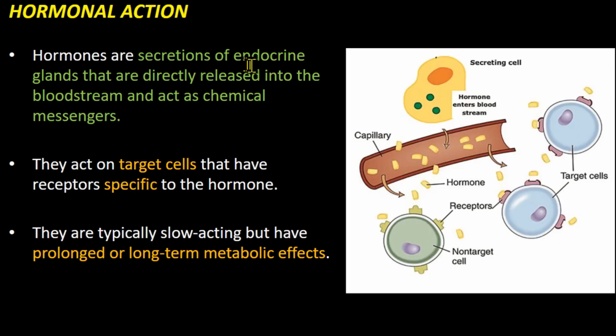Hormones are secretions of endocrine glands that are directly released into the bloodstream and act as chemical messengers. Endocrine glands are ductless, which means that they secrete their substances directly into the blood. They're not like exocrine glands, which secrete their substances through ducts. For example, sweat glands and mammary glands are exocrine. Hormones act on target cells. These target cells have receptors that are specific to the hormone, and they are typically slow acting, as said before, but they have prolonged or long-term metabolic effects.